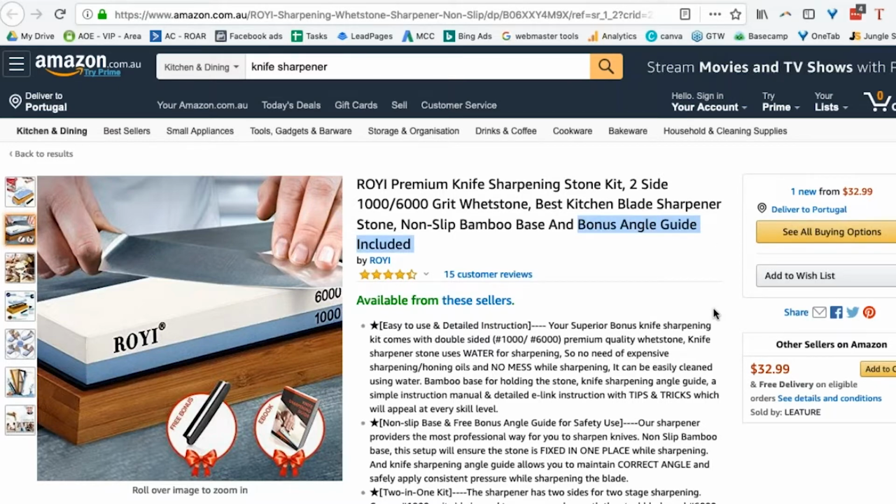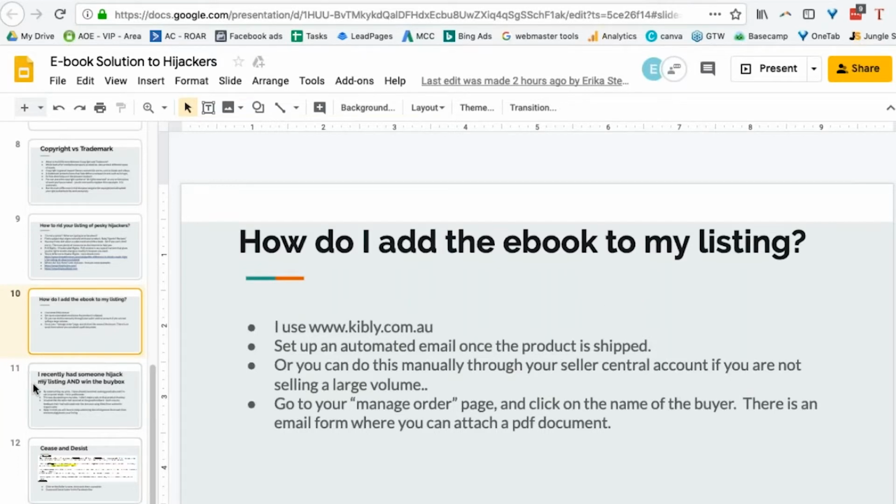So you could make it up in Klaviyo or any of the other automated email software that links in with Amazon. Or if you've got at a level where you're not selling that much yet, you can actually manually send it through your Seller Central account. Just go to the Manage Orders page and click on basically send it through the email system.